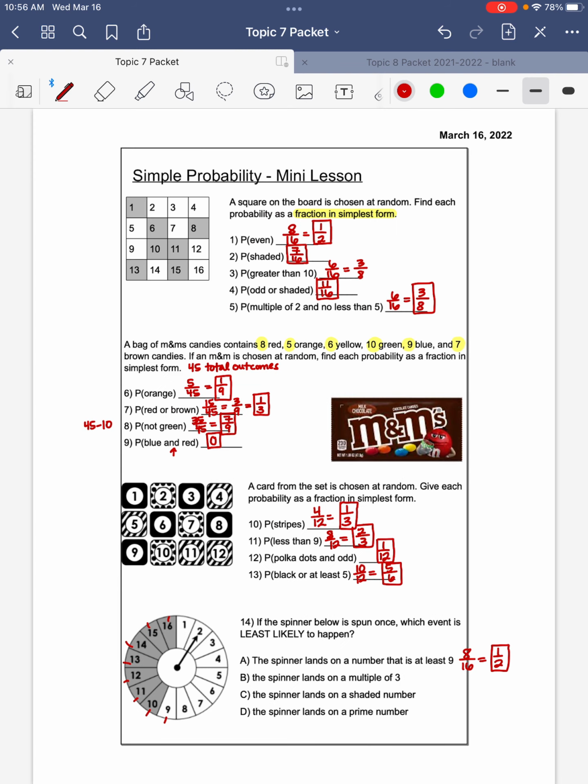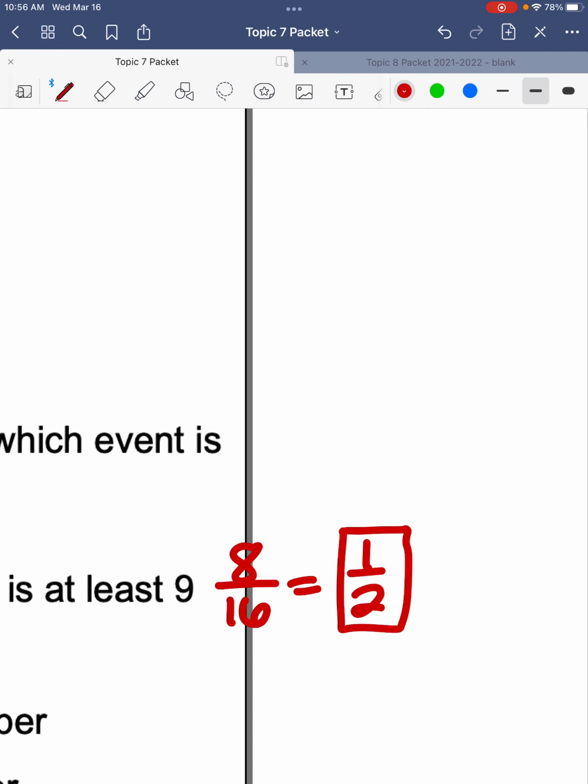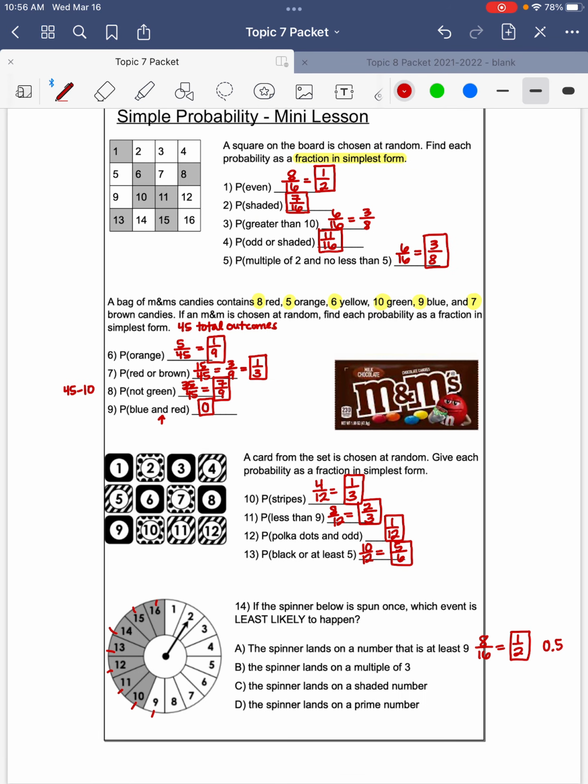And sometimes when I'm comparing probabilities, I like to compare the decimal or the percent. So I know that 1/2, if I put 1 divided by 2 into my calculator, I get 0.5. It might just help to know that and to write that down.